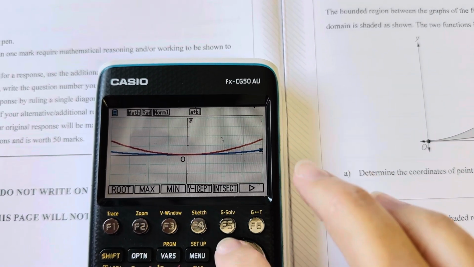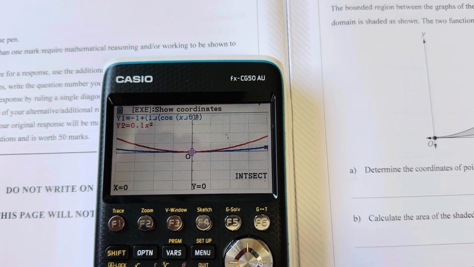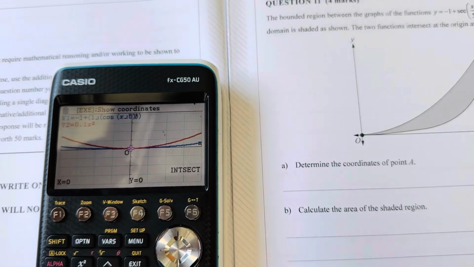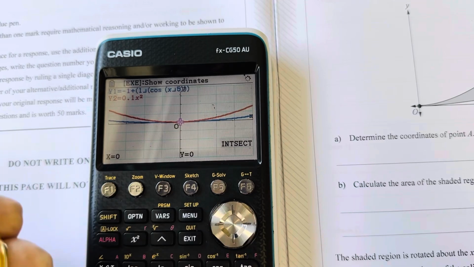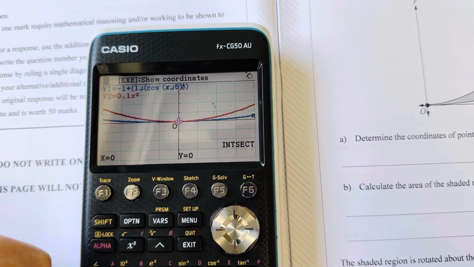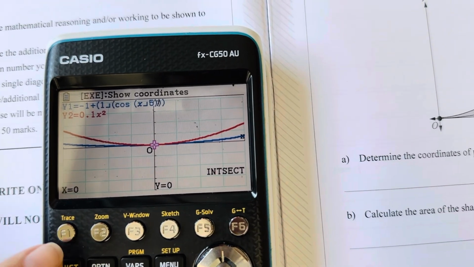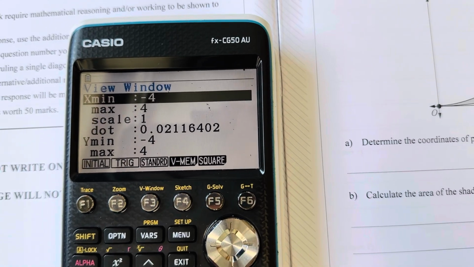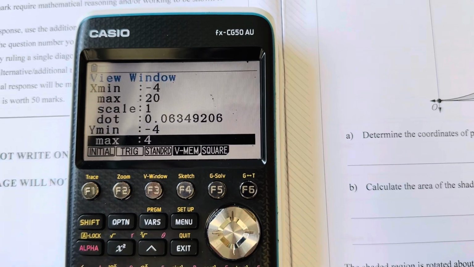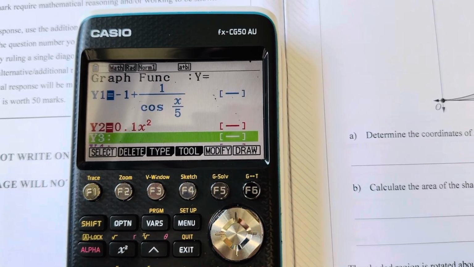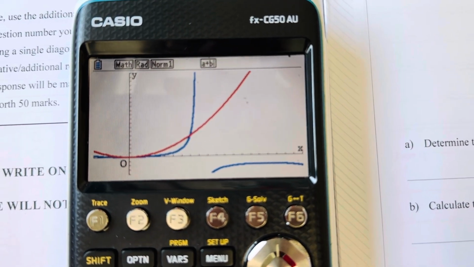Shift, G-solve, intersect. Zero, zero. And we look for another point, which is not within my window. Let's change my view window. Let's make that 20. Draw. Oh, there we go. That looks more like my graph, doesn't it? I can see my shaded area now.